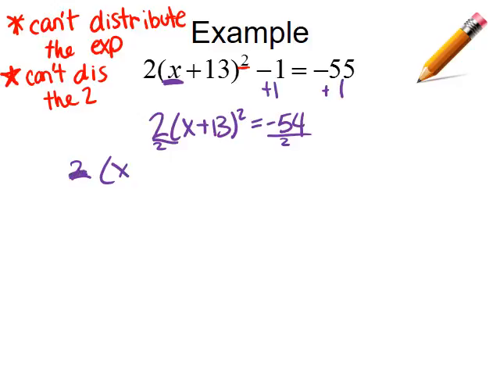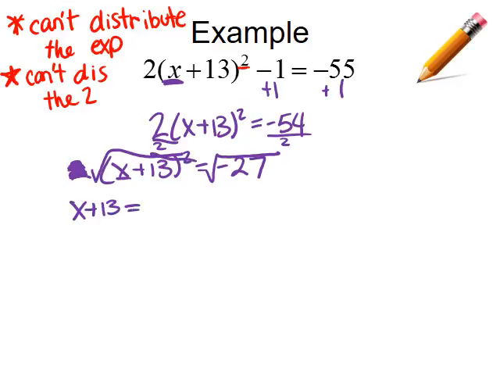Oops, I took care of the 2 there. I end up with a negative 27. Next, to isolate the x, I'm going to square root both sides. Because the whole thing is under a squared, I'm going to square root the whole thing, which leaves me with an x plus 13 on the left and the square root of negative 27 on the right. Don't forget, the second you square root, I need to see a plus or minus.